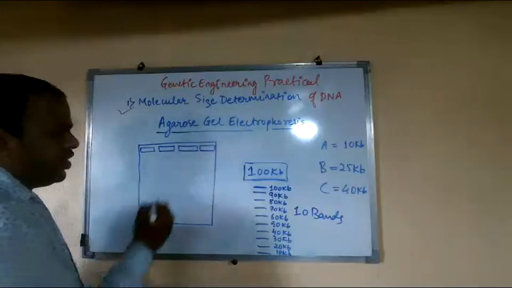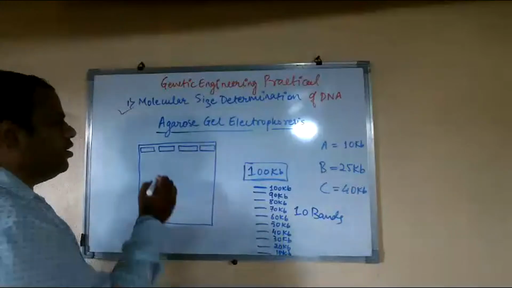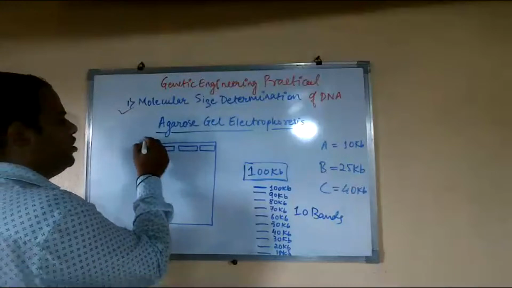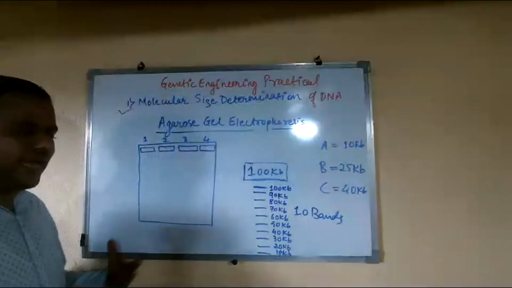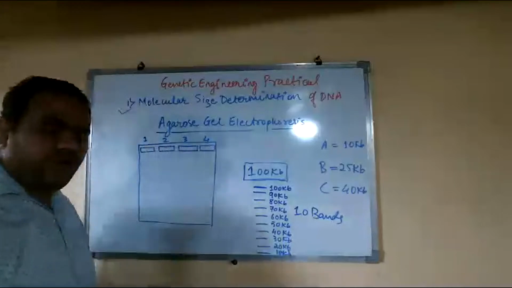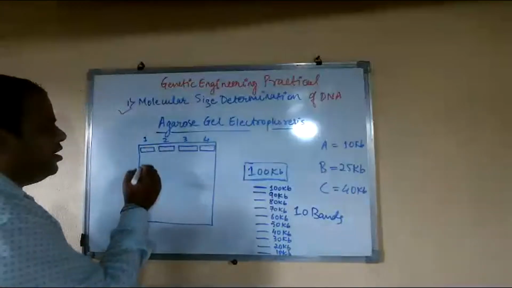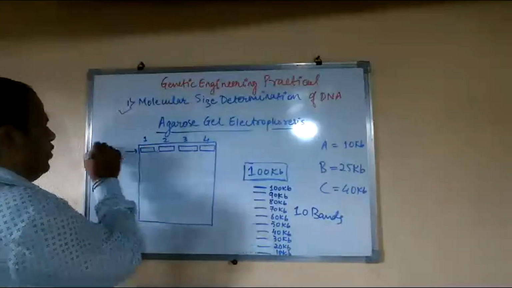The example which you are taking here has 4 wells. This is the first well, second well, third well, and fourth well. So this is the agarose gel which has 4 wells. Now we are going to add the DNA ladder in the first well.